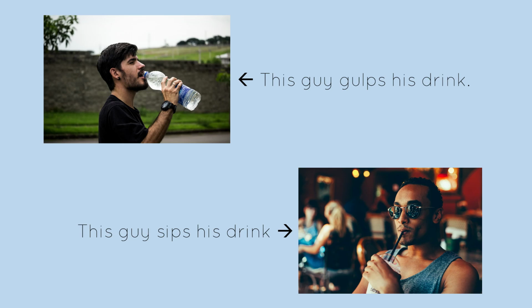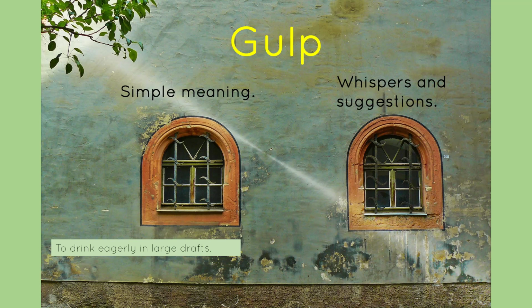He's gulping his drink. Perhaps he's just had a long exercise session, or he's been out jogging and he's super thirsty, and he's just putting the bottle to his mouth now, and he's about to down half of it because he's so thirsty. So let's look at that word gulp. Okay, our simple meaning. So start with our left-hand window as always. Check: do I understand what the word gulp means? A simple definition for that is to drink eagerly in large drafts.